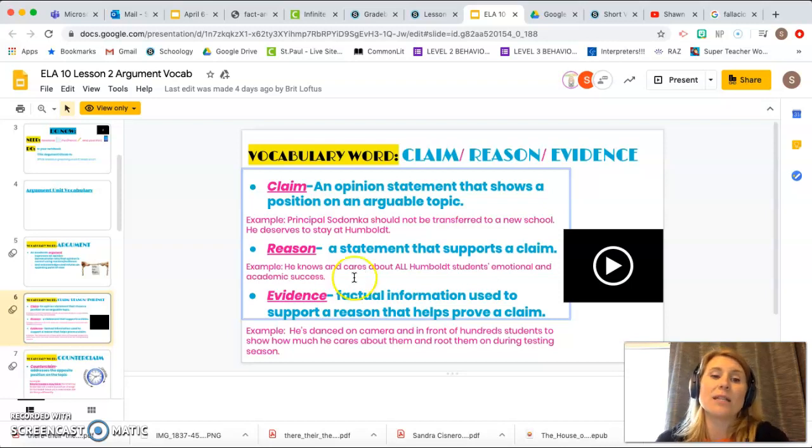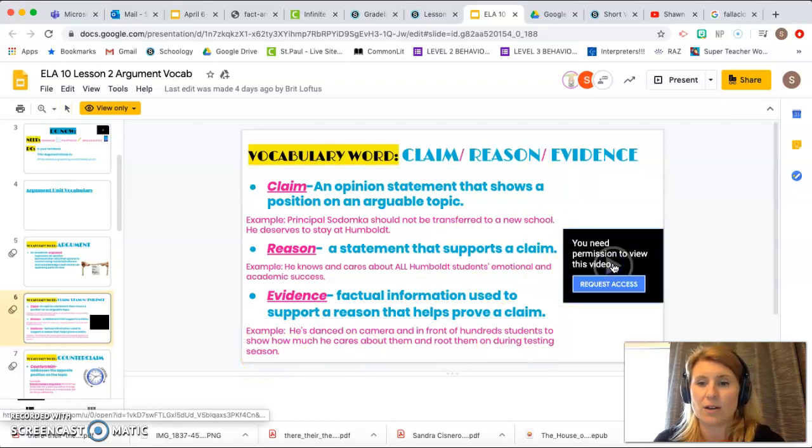And the final thing we need to have is, of course, our evidence. We've done evidence before. It's looked like quotes before, but this is factual information used to support a reason, and it helps prove the claim. So example, he's danced on camera and in front of hundreds of students to show how much he cares about them and root for them during testing season. So that's definitely true.